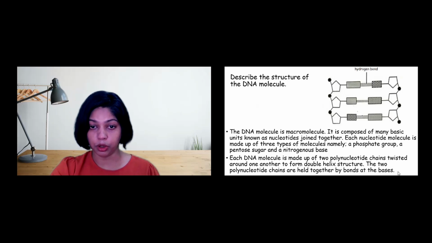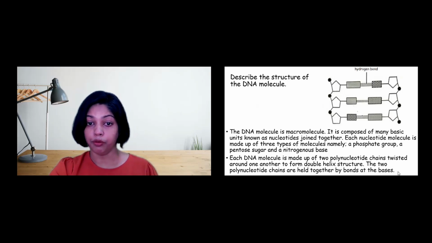DNA is a macromolecule, meaning it is a very large molecule made up of many repeating nucleotide units. Each nucleotide consists of a phosphate group, a pentose sugar, and a nitrogenous base. DNA is made up of two polynucleotide chains that twist to form a double helix structure.